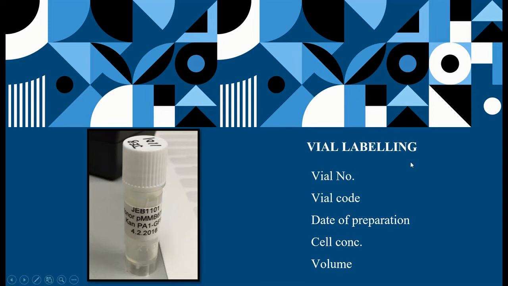So first is the vial number, then comes the vial code that will be according to the organization. When the vial is prepared, what is the concentration of the vial and what is the volume of the vial. These are all the necessary details that should be present on the vial.